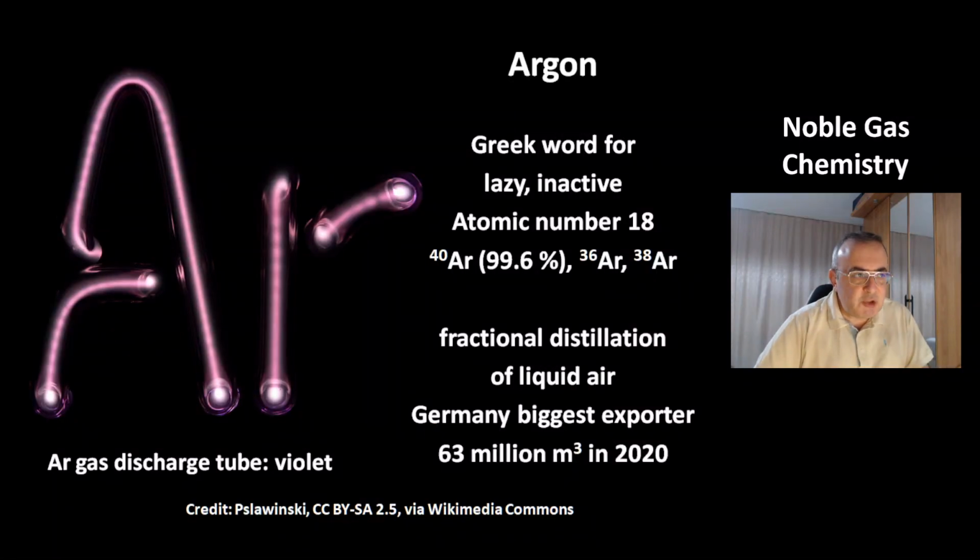Argon gas in a discharge tube gives you this violet color. Its name comes from the Greek word for lazy, inactive. Atomic number is 18. There are 3 isotopes. The most abundant is argon-40. It is isolated by fractional distillation of liquid air, and the biggest exporter is Germany with 63 million cubic meters in 2020.